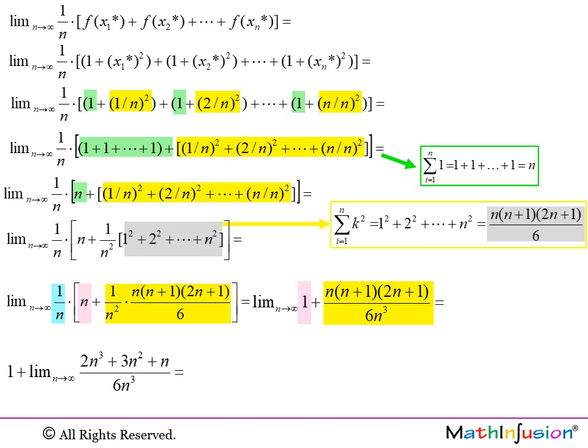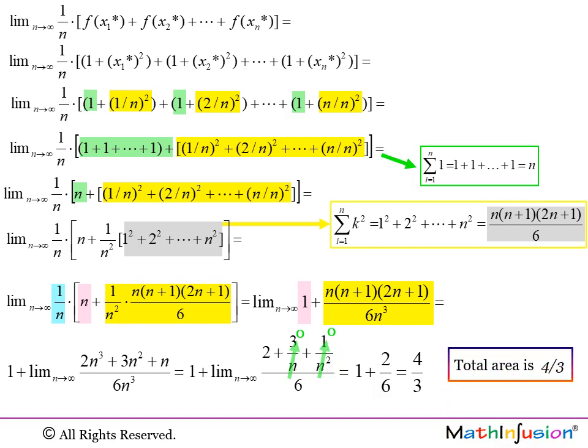This is very easy. There are many methods to apply here. What I'm doing now is dividing everything by n cubed, because the highest exponent of n in the denominator is 3. And I know that this is approaching 0 and also this one. And I get 2 over 6. So everything is 1 plus 2 over 6, which is 1 plus 1/3. And I get 4 over 3. I conclude then that the total area under the curve on 0, 1 is 4/3.